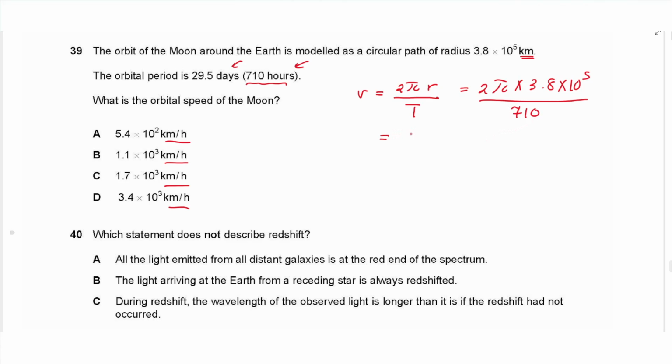That gives an answer of 3,362.8 kilometers per hour, which we can approximate to 3.4 times 10 to the power of 3. So the answer is D.